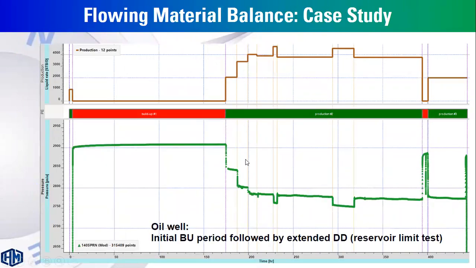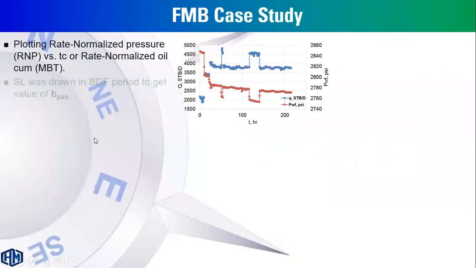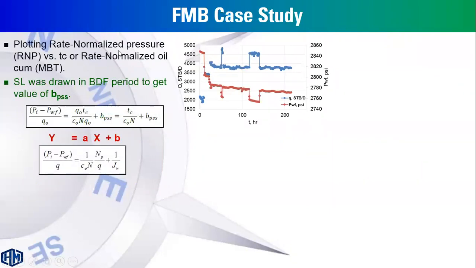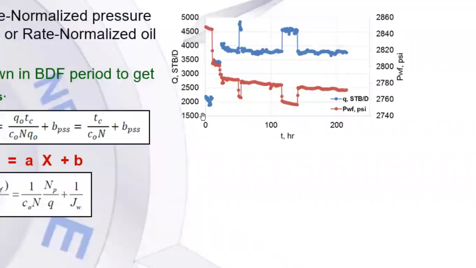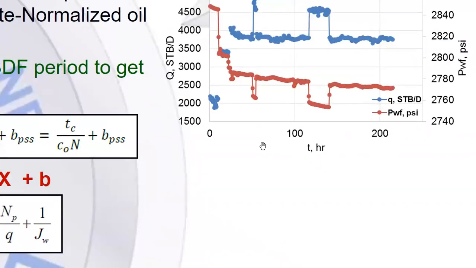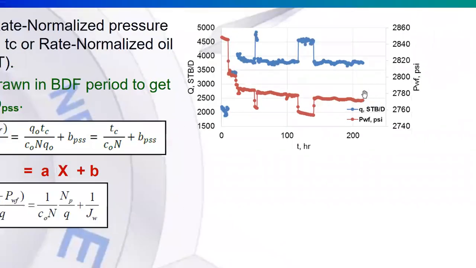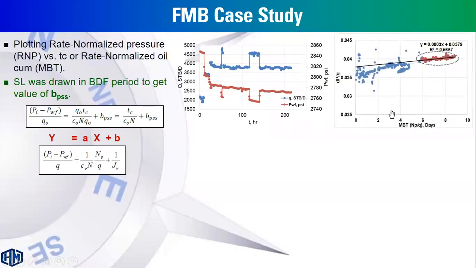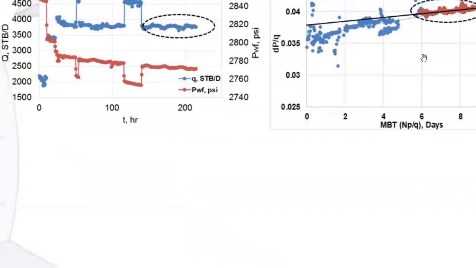In this exercise, we have this production history for an oil well. First, a build-up period followed by a sequence of a long extended drawdown, a reservoir limit test, as you can see. But actually, we have a high change in flow rate across this interval. So we plotted the rate normalized pressure. This is the actual data, Q against time in hours. Plotting, as mentioned, this relationship of dP over Q against material balance time, we have this data.